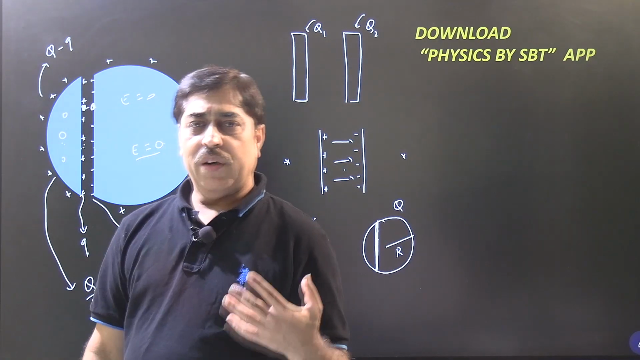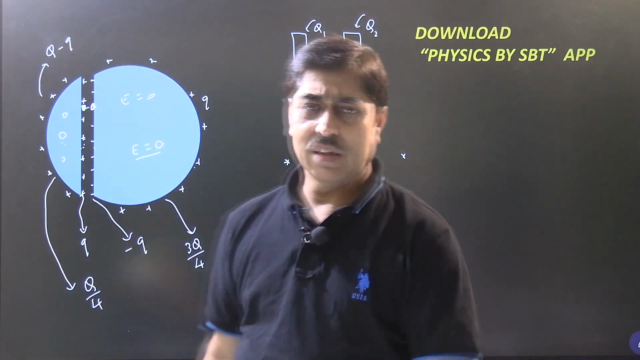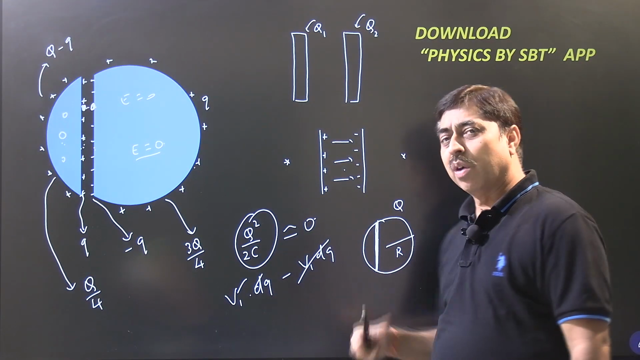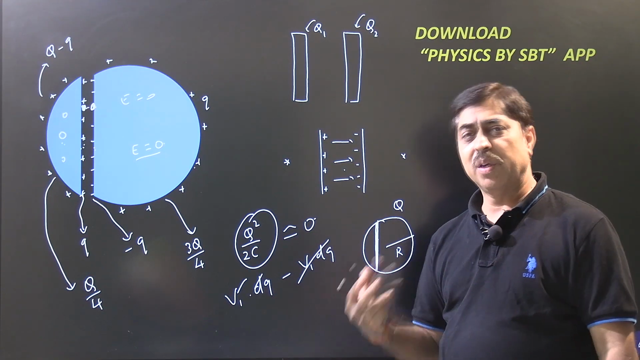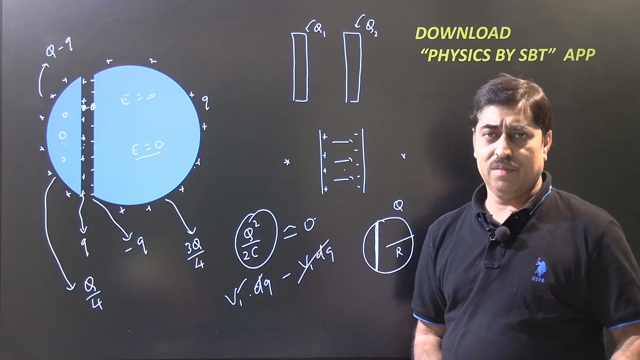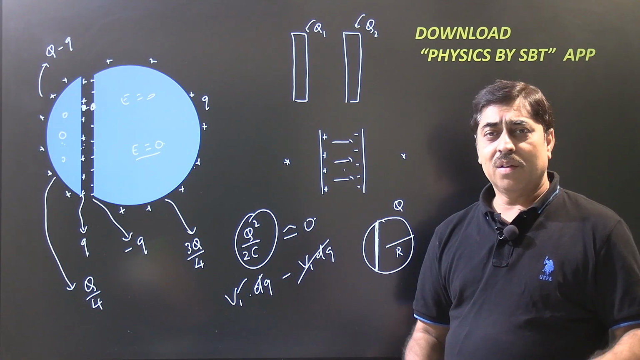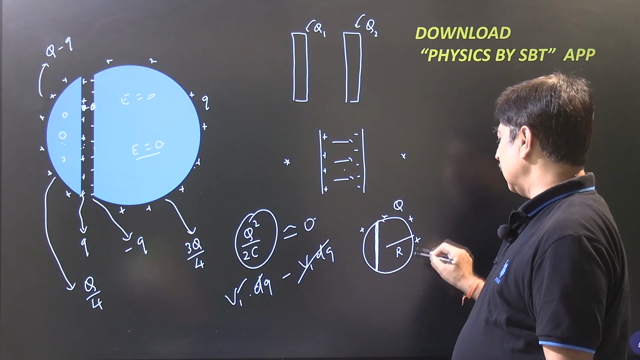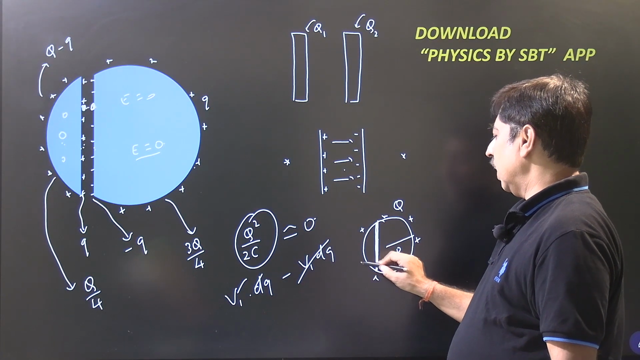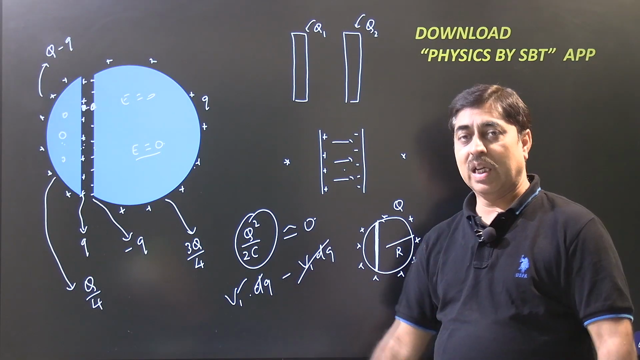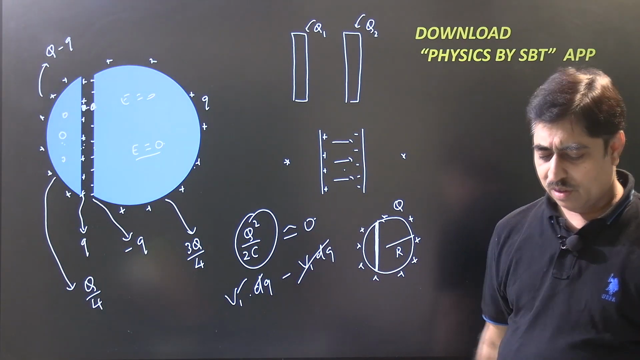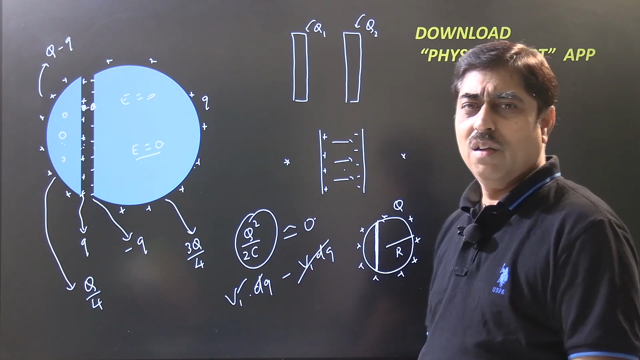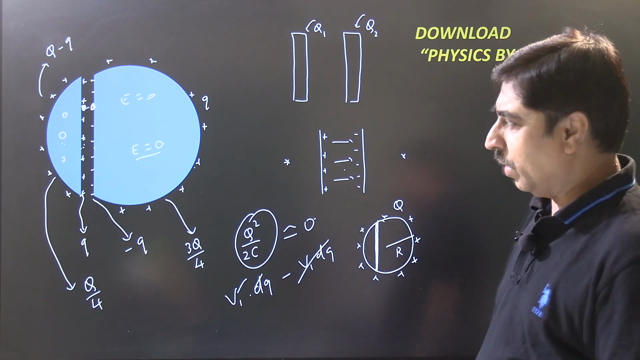Now, any system left to itself will try to minimize its energy. So, this charge q has to be distributed on this surface so as to minimize its energy. And the only way in which this charge can distribute itself so as to minimize its energy is to spread itself uniformly, as it happens in the case of a sphere. So, there is no reason that it won't be uniformly distributed.